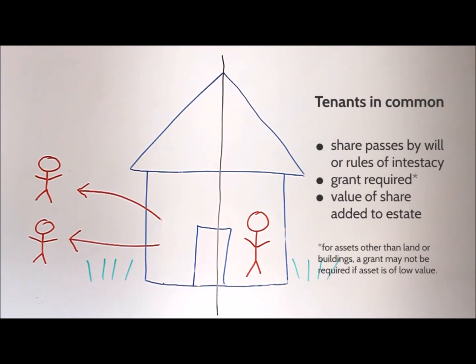For example, if a deceased left the entire estate to his children in a will, then his share of the house will pass to them. They will then own the house jointly with the surviving tenant in common. A grant of representation is required to deal with this share, and the value of the deceased's share of the house is added to the estate for inheritance tax.